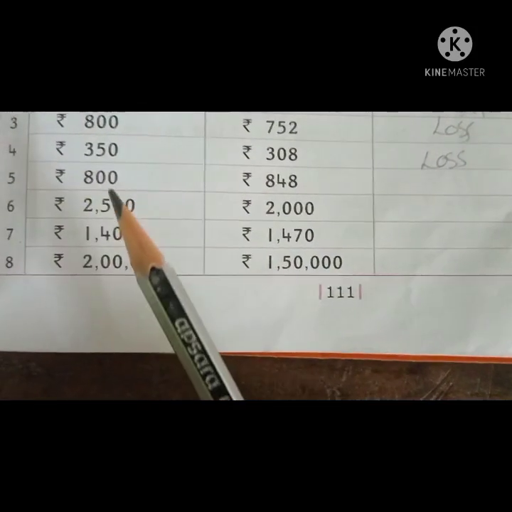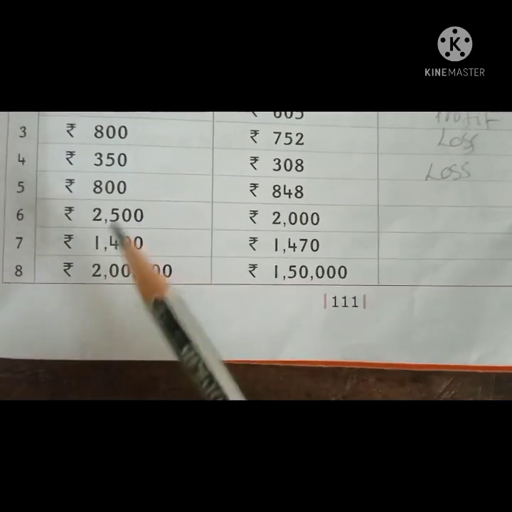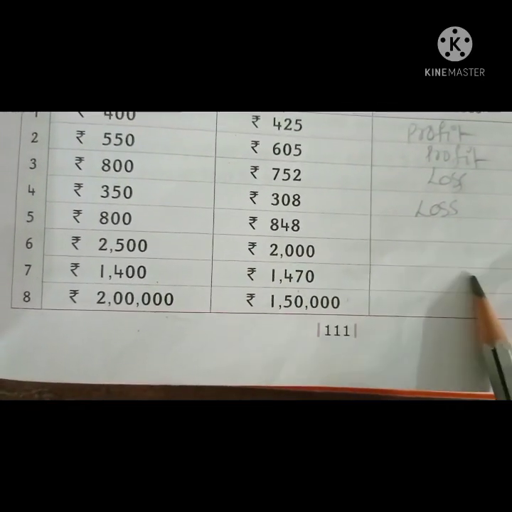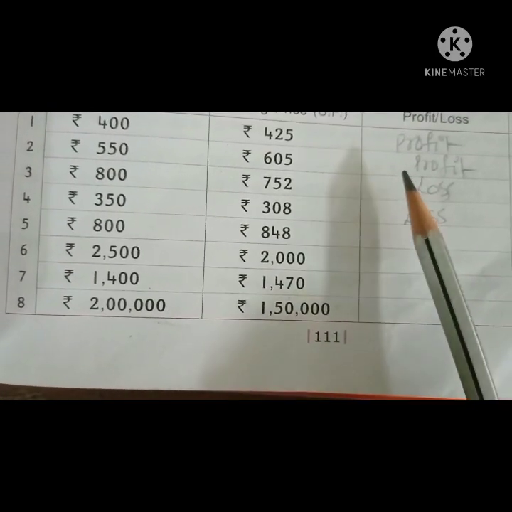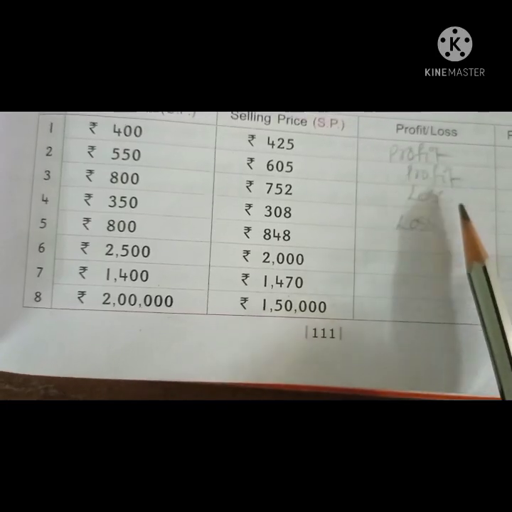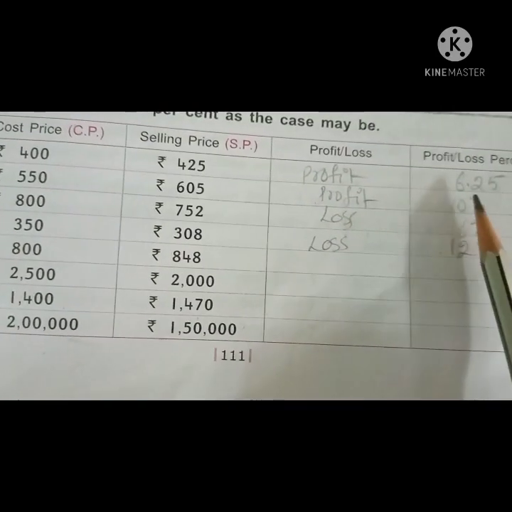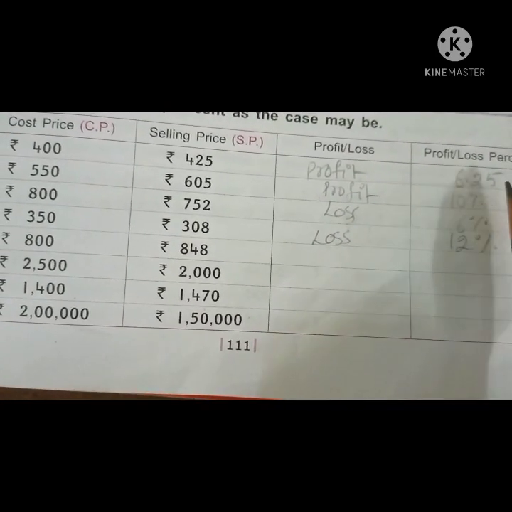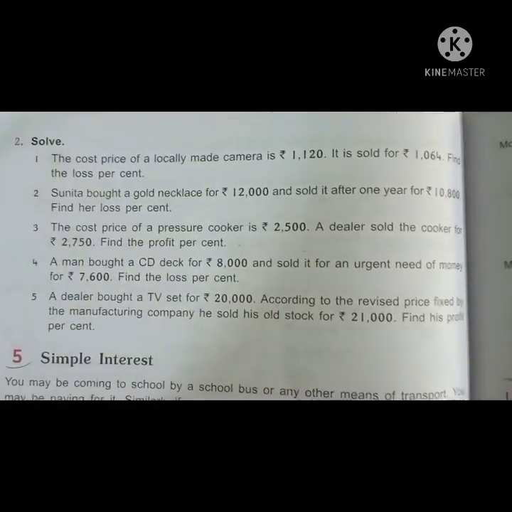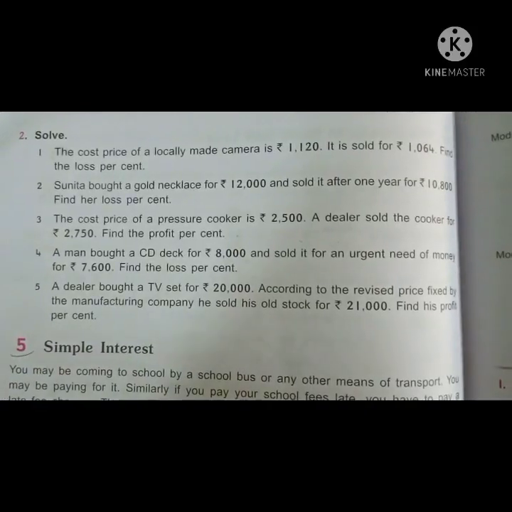So the remaining 5, 6, 7, 8, these 4 you do as homework in your textbook only. Write like this: profit, and if in case of loss, write loss. Next, here write the profit percent, and write the loss percent. Okay. Now turn to page number 112.